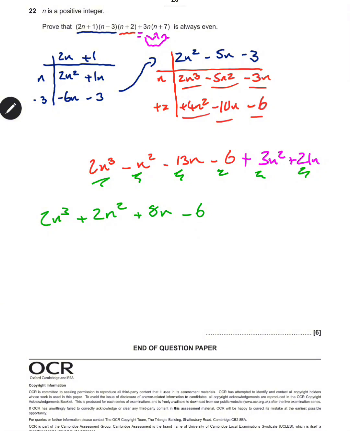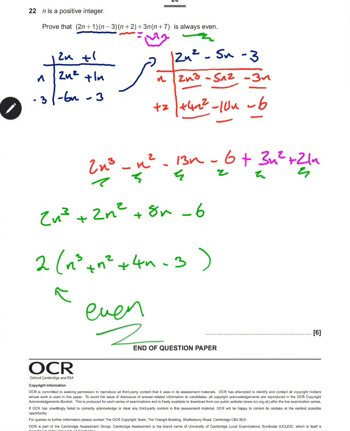I've got most of the marks just for expanding brackets and simplifying. It says prove that this is always even. Well, if something's even, it's going to be a multiple of 2. So I'm going to take out a factor of 2 from all of this. 2 times something is 2n cubed. 2 times something is 2n squared. 2 times something is 8n. And 2 times something is minus 6. That there is how you show an even number. Anything multiplied by 2 will be even.